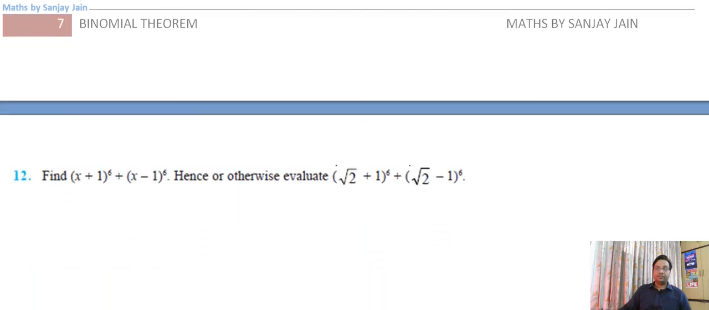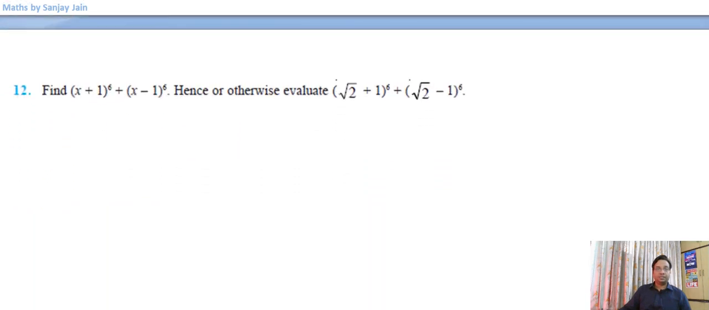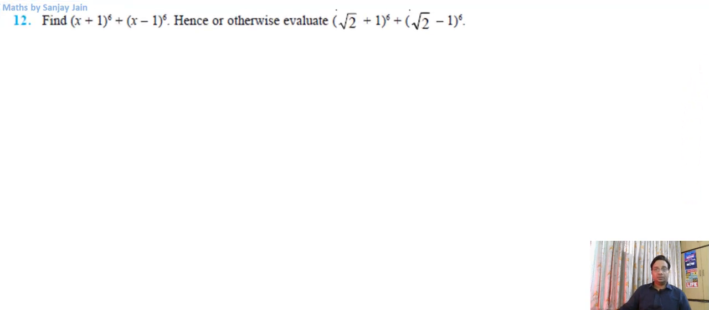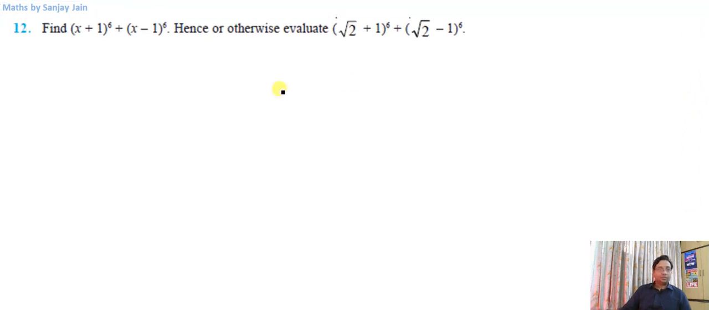Alright, this is a similar question, it's just that we are adding these two terms now. So let us do this. This is (x plus 1) raised to power 6. Okay, what is this expansion?